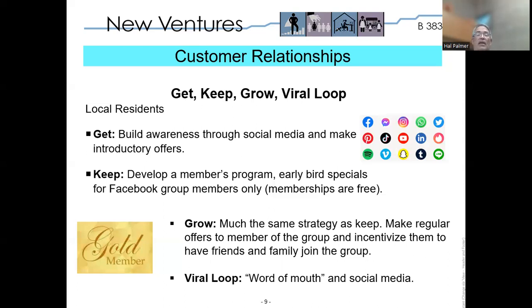as keeping. But you can use the strategy of incentivizing them to get their friends and relatives to join the group. And if the product is satisfactory, our customers will be our best advertising and get it going viral. And they will share by word of mouth, and also they're our best advertisement if they really like our product and point their friends and neighbors toward our product.